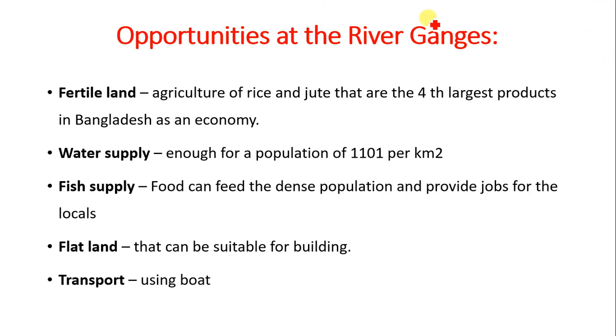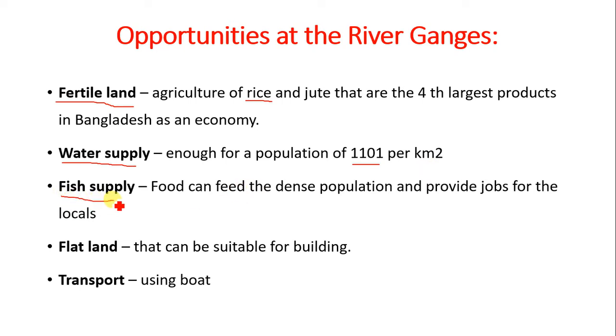Opportunities at the River Ganges include, one, fertile land or soil. It is suitable for agricultural produce such as rice and jute, which are the fourth largest product in Bangladesh's economy. It provides fertile alluvium soil, which is good for rice cultivation along the floodplains. And water supply, so it provides enough water for a population of approximately 1,101 people per kilometer square.